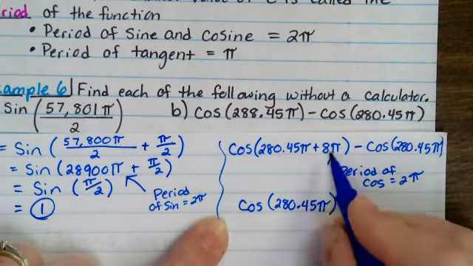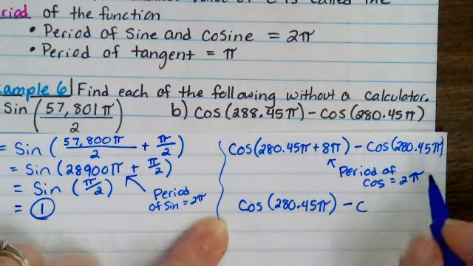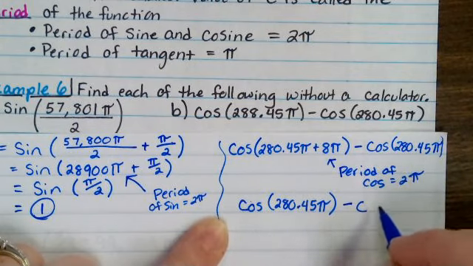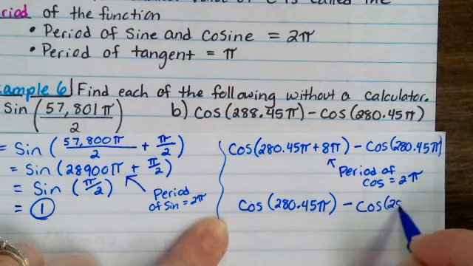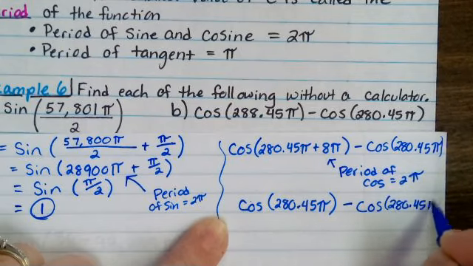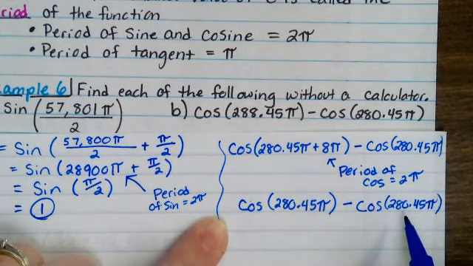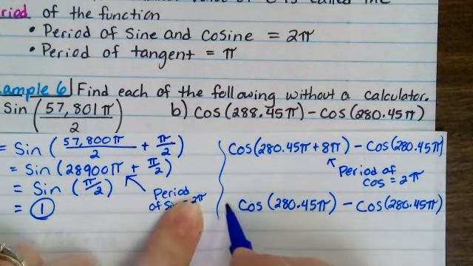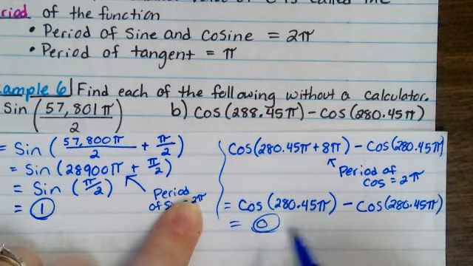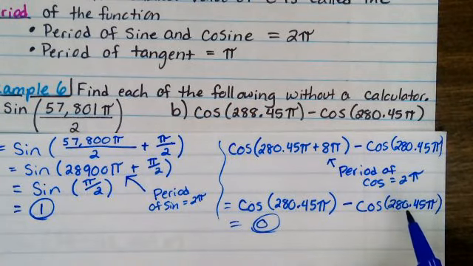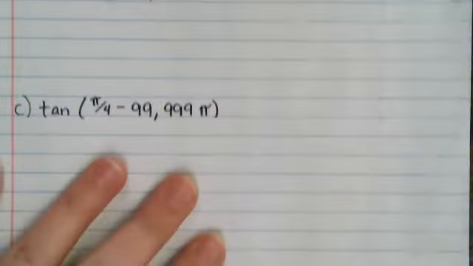We're going to get rid of the 8 pi, just make it the 280.45 pi, and we're going to subtract over here cosine 280.45 pi. And because I'm subtracting a value from itself, my answer is simply 0. Crazy. All right, y'all, we got one more, and then we are done with 4.3.